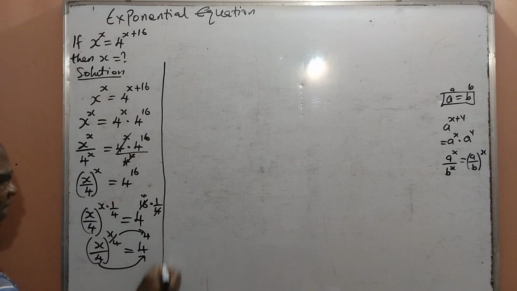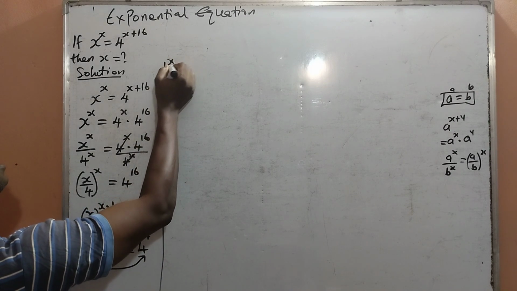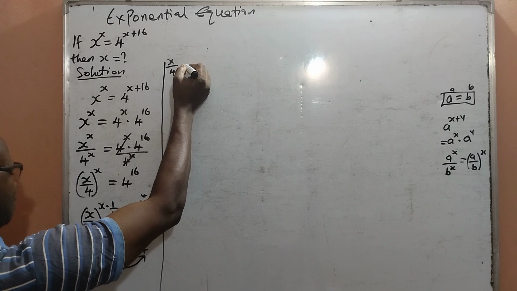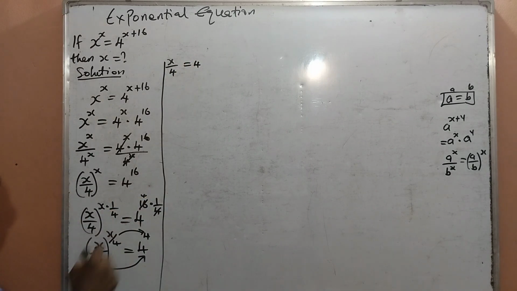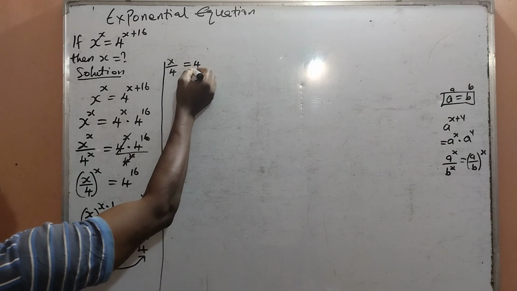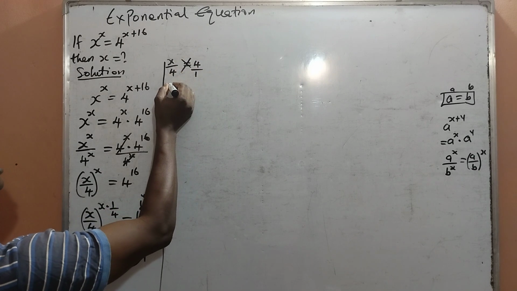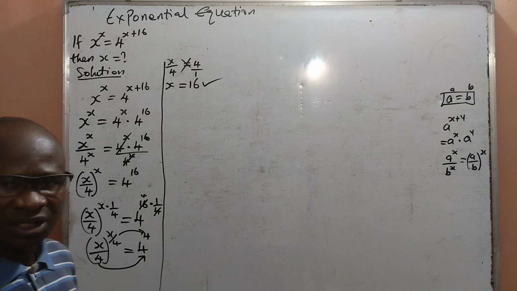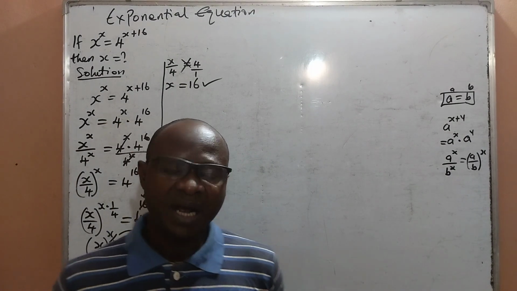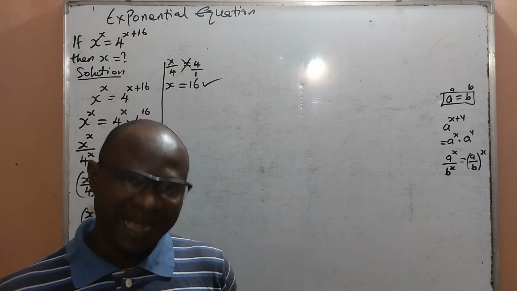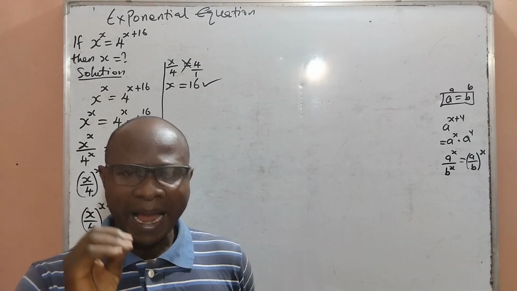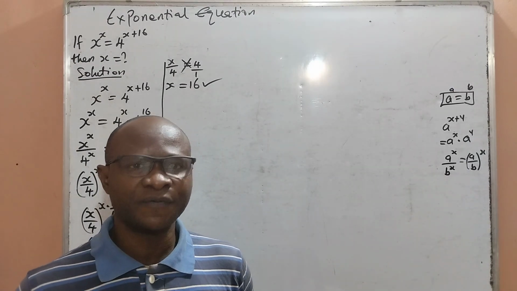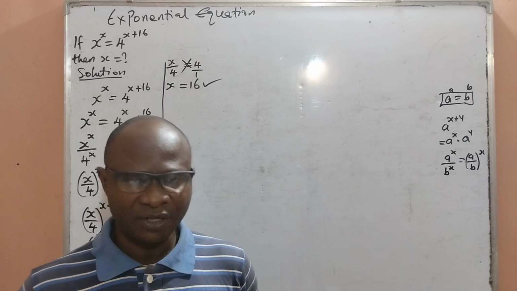By this, we can now write that x all over 4 is equal to 4. The base is equal to the base. And by this, I can do cross multiplication to have it that x is equal to 16. I have gotten the value of x. Remember what I told you at the beginning of this class? That I can approach this question in two different ways, two different methods.